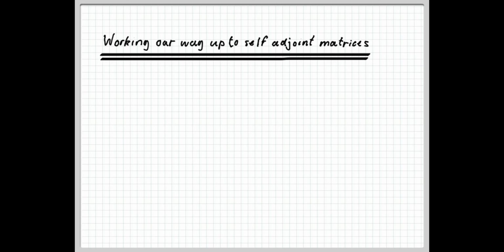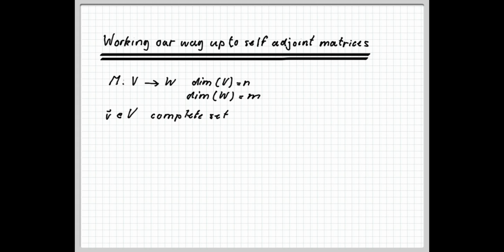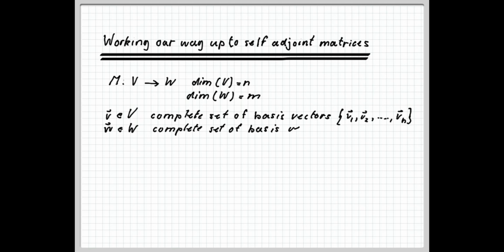Imagine we have an operator M working from vector space V to vector space W. Those two vector spaces don't need to have the same dimension. The dimension of vector space V equals n and the dimension of W equals m. M forms a map from any state in V to another state in W. For all states from V, we assume a complete set of basis vectors v_1 to v_n to exist. Similar for all states of W, a complete set of basis vectors w_1 to w_m.